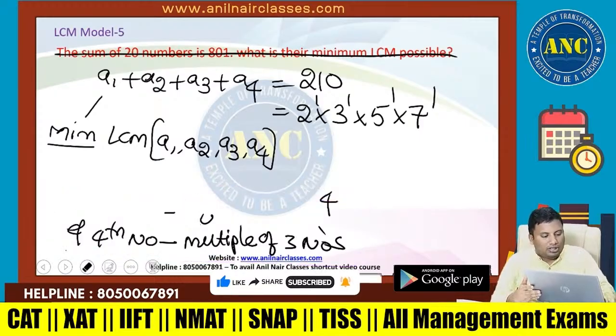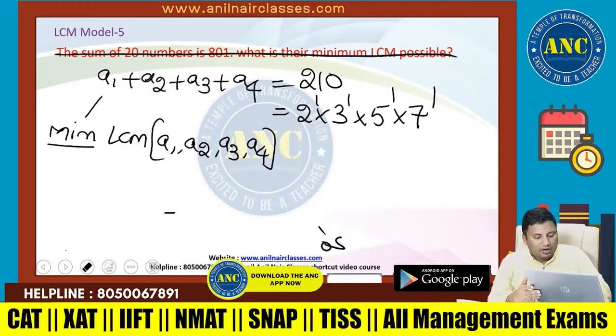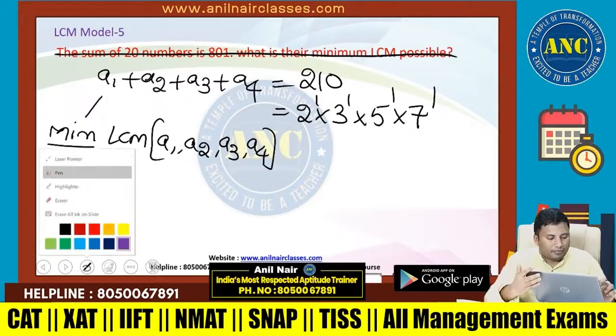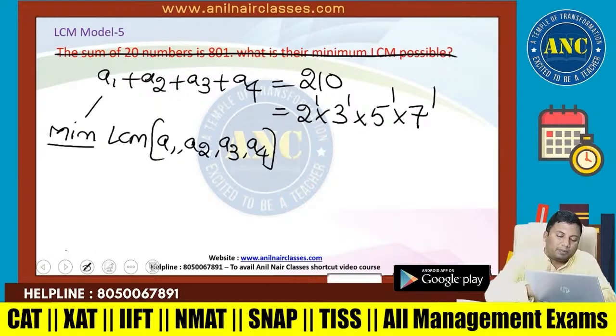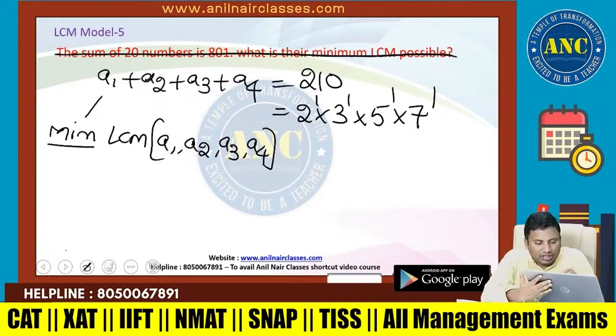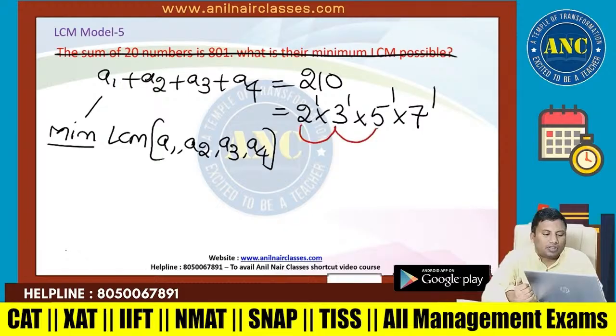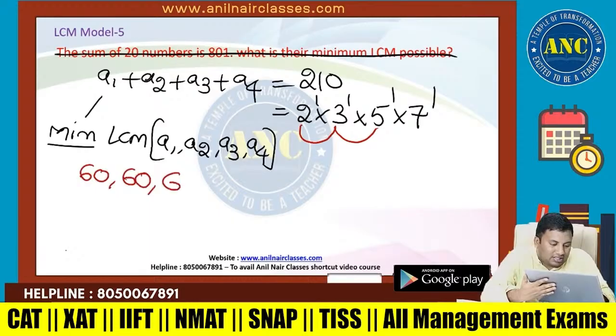We will use this logic to do it. Four numbers. What is the logic? The logic is: A1 plus A2 plus A3 plus A4 is 210. Minimum LCM. First thing, 2 3s are 6, 6 5s are 30. Three numbers should be equal. 210 divided by 3 is 70. Multiple of 30 closer to 70: 60, 60, 60, 30. One case.